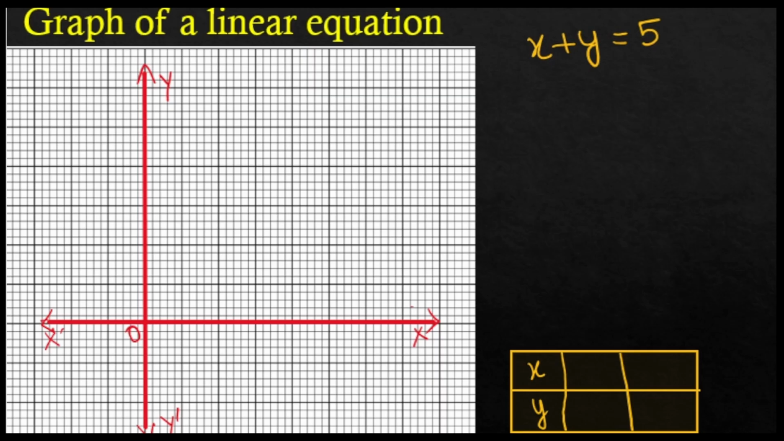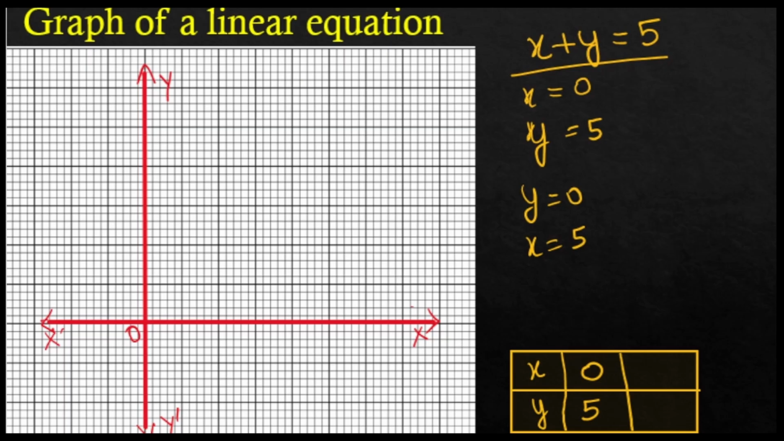About this coordinate plane we have learned in class 9th. I am just going to explain how we used to draw the linear equation x plus y is equal to 5 on a graph in class 9th. Suppose the value of x is equal to 0. Then we will have y is equal to 5. Let's make a table of it. X value 0, y is 5. When y is equal to 0, then x will be 5. So see it yourself by putting in the values.